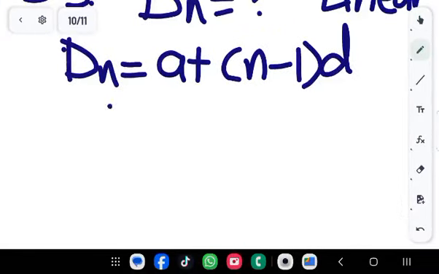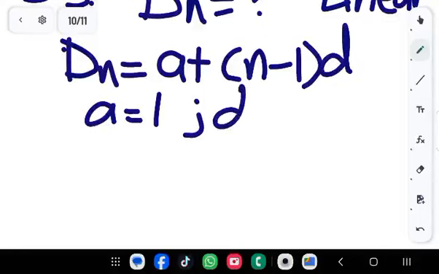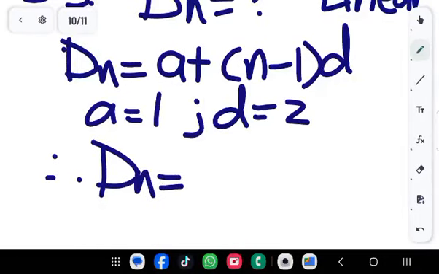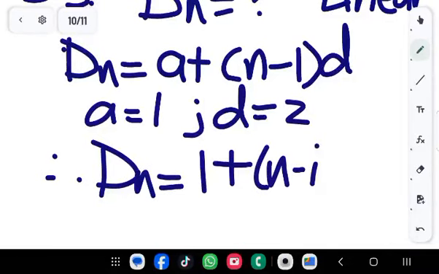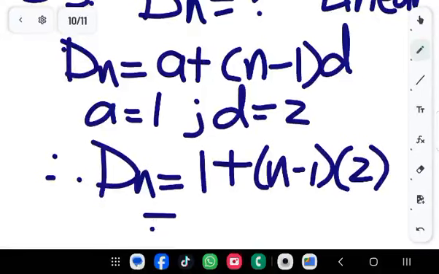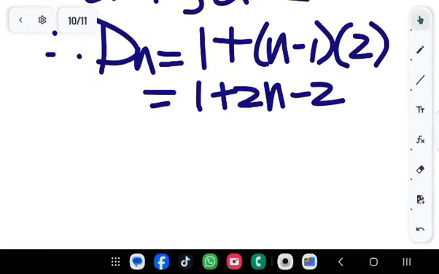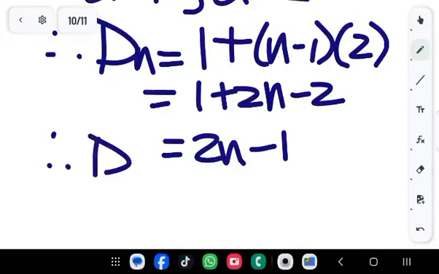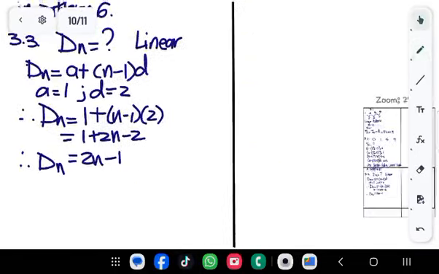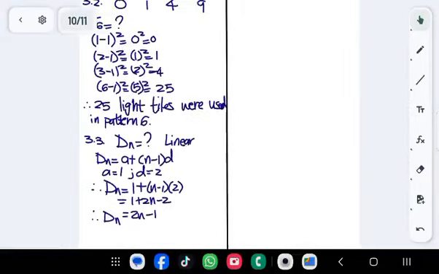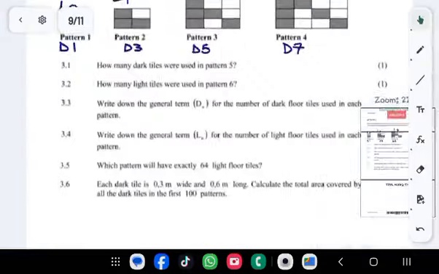With a equals 1 and d equals 2, let's substitute that. Therefore, dn equals 1 plus (n minus 1) times 2, which equals 1 plus 2n minus 2, and that gives us 2n minus 1. Therefore, the general pattern of the dark tiles is 2n minus 1. Let's go back to 3.4.